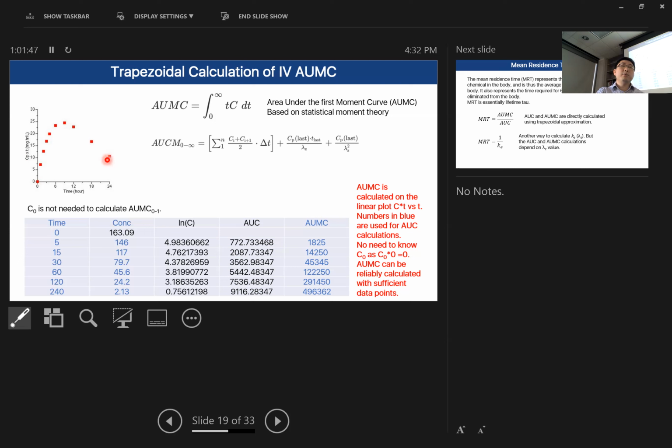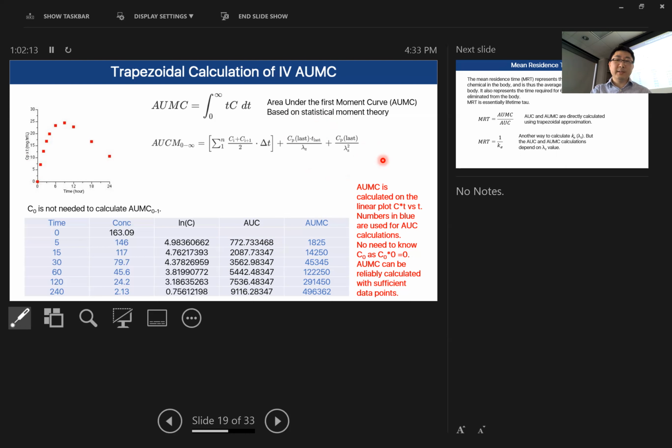And for the same reason, for AUMC, you can easily get from time 0 to t last, the last data point. What about the things after that? So this is the equation for you to calculate after that. You use the last time concentration times t last, divide by lambda z, and plus this lambda z square, whatever. So it's easy. You just follow the equation.